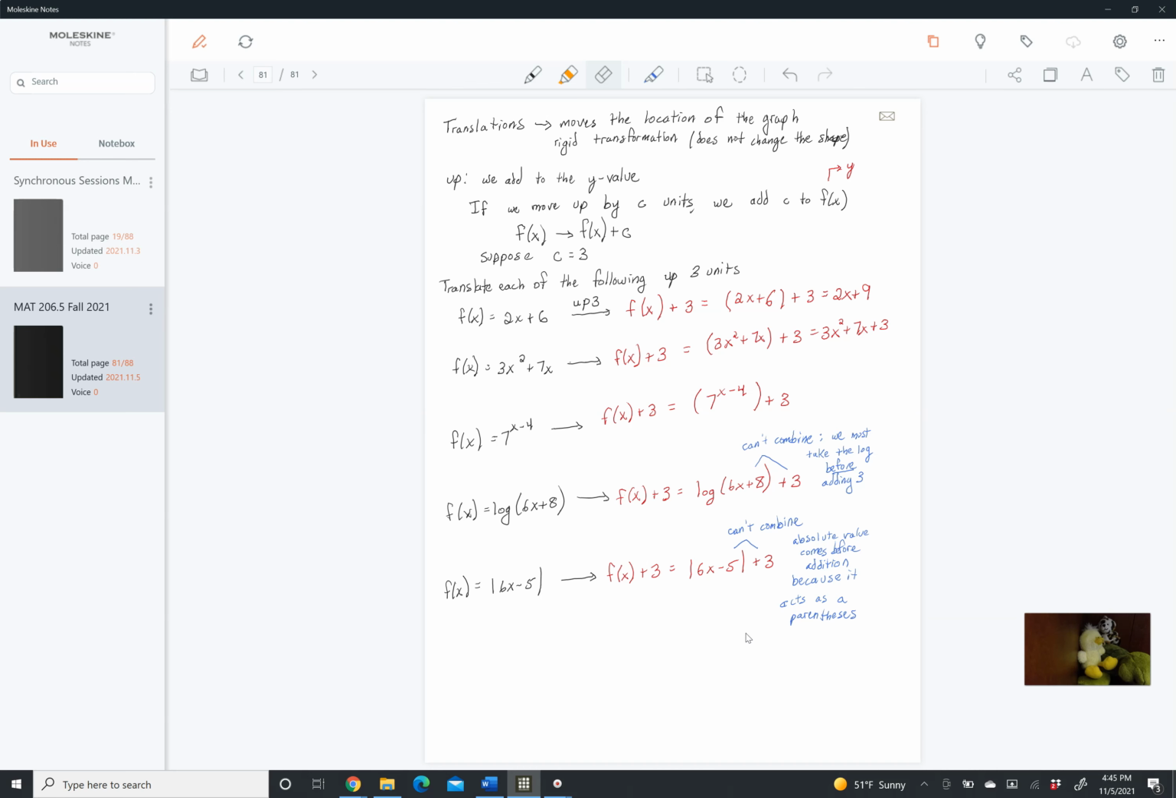And let's actually do a reciprocal function, a rational expression. I didn't include that, but it doesn't really change anything. If we had f of x equals x plus 2 over x squared minus 8, nothing changes here. You're still doing f of x plus 3.